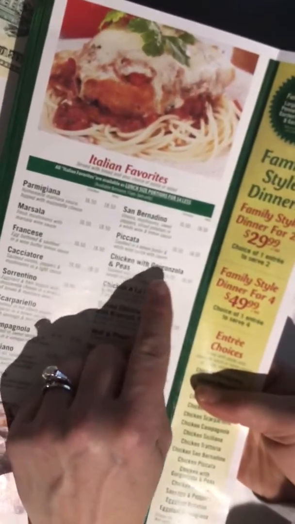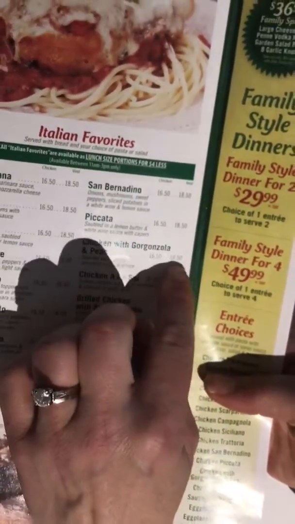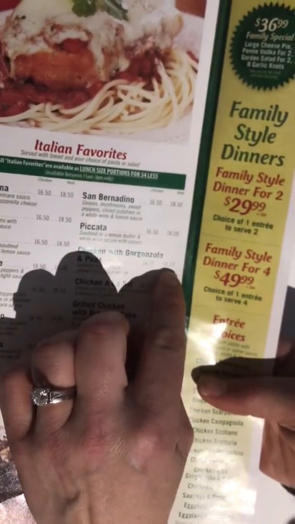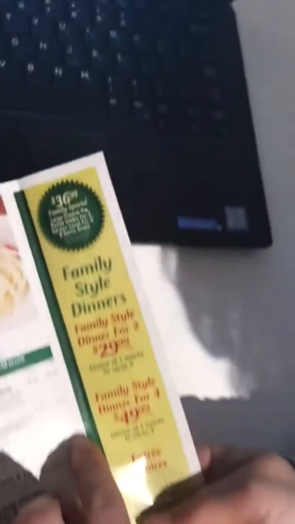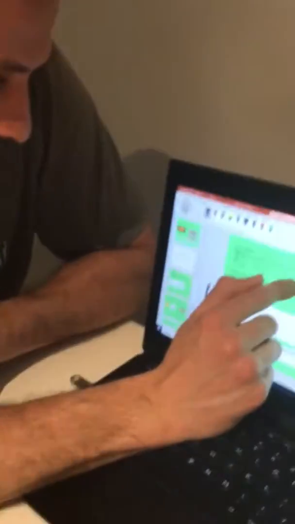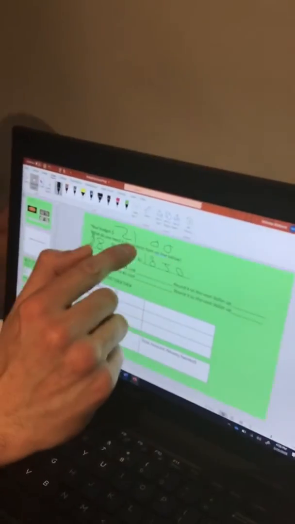Ooh, my favorite is chicken with gorgonzola and peas, but I actually don't want chicken. I'd like the veal, which is $18.50. Yeah. All right. Miss Wilson likes to spend her money. $18.50. Can't wait for that veal.